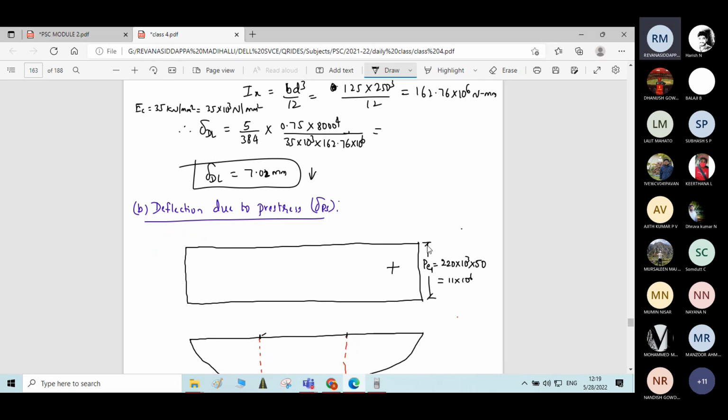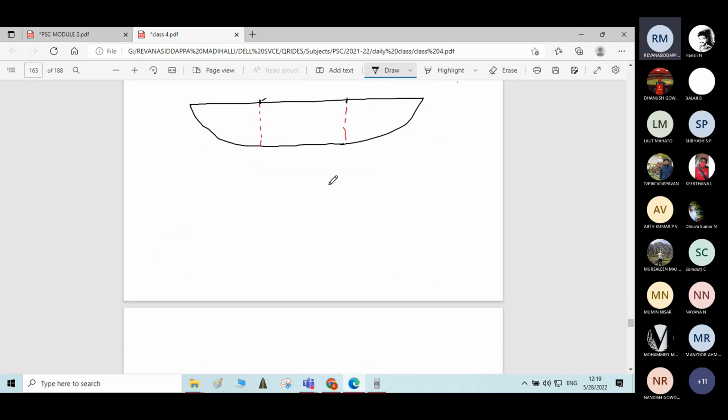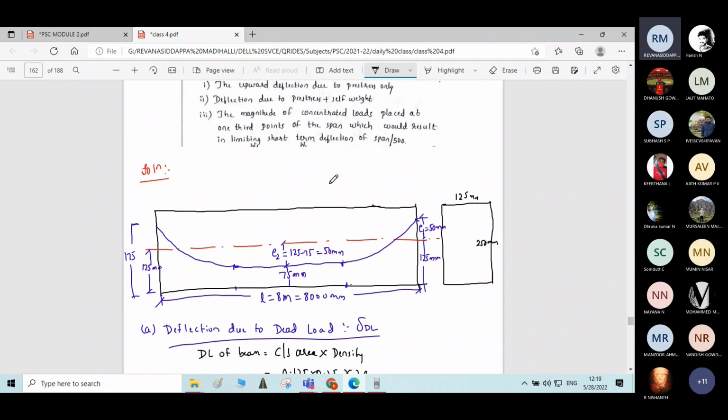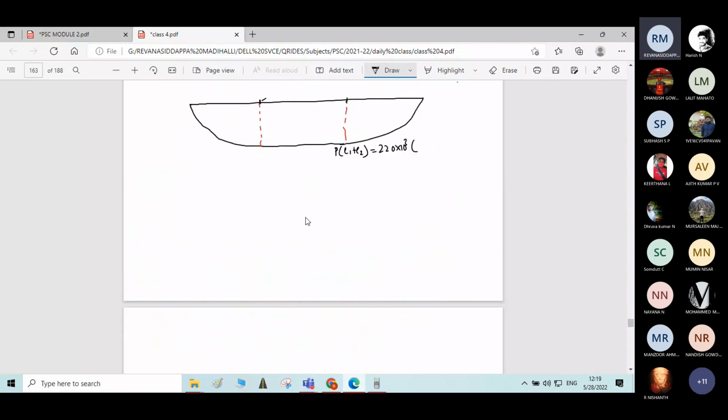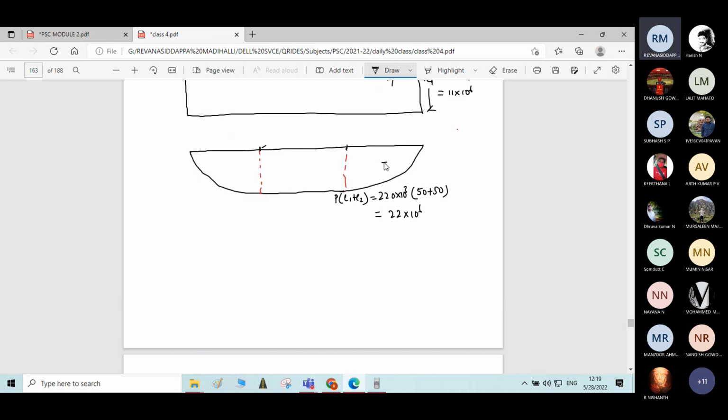Now P into E1 plus E2. P is 220 into 10 power 3. E1 plus E2 is 50 plus 50, correct? E1 is 50, E2 is also 50. So you get the answer as 22 into 10 power 6. Here the sign is negative.